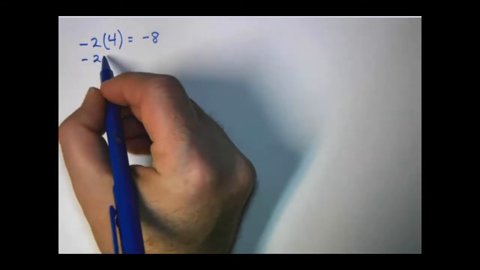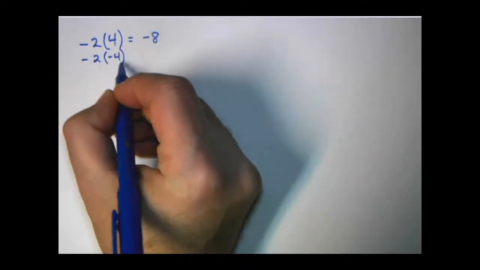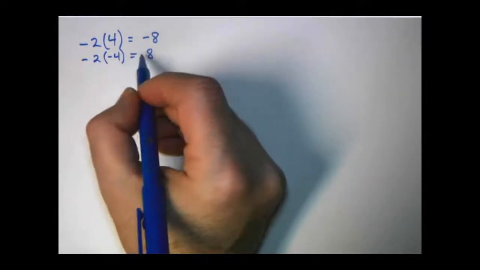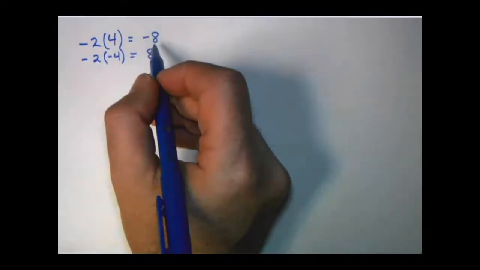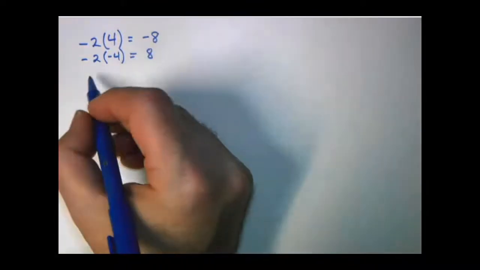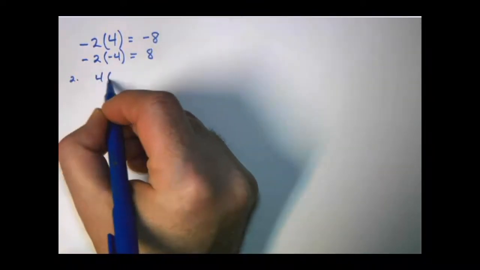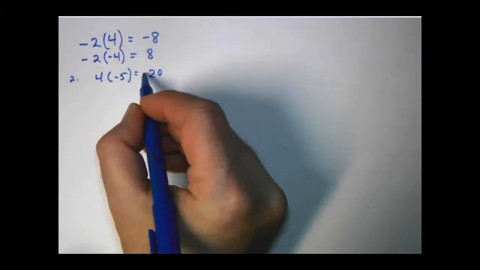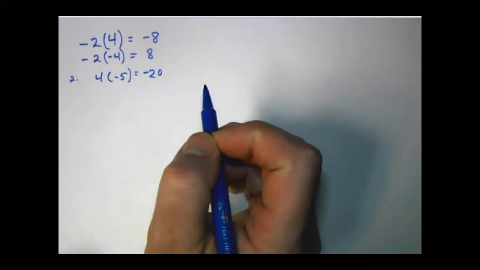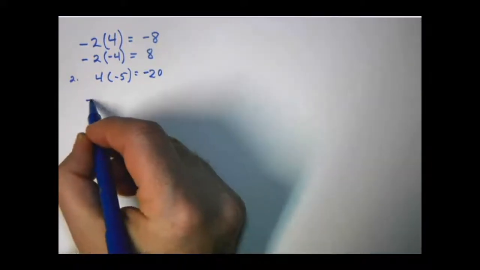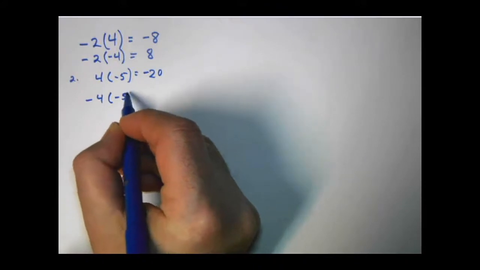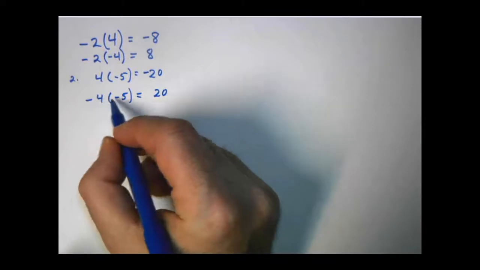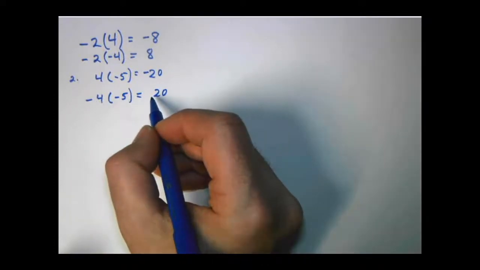So if I had -2 times -4, a negative times a negative is a positive. So 2 signs, positive; 1 sign, negative. Just regular multiplication. In problem number 2, I have 4 times -5. 4 times 5 is 20. I have one sign, which means it's going to be -20. If I had -4 times -5, I would have a positive 20 because of 2 signs. A negative times a negative is a positive.